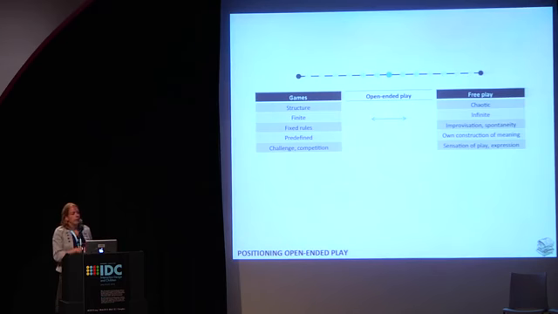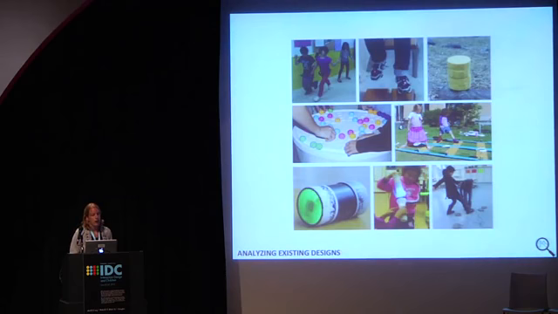This first activity of grounding open-ended play in literature gave us a bit more understanding of where we are in relation to other fields of research. As a next step, we were interested in how you actually design for open-ended play. This is what happens when you start designing for it. What we did is we analyzed 8 existing designs, which are here on the slide.